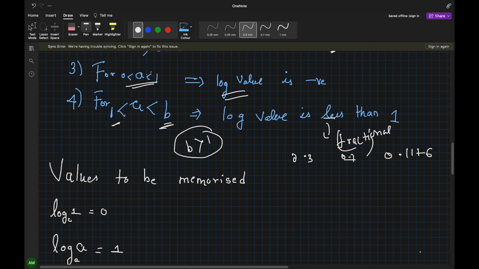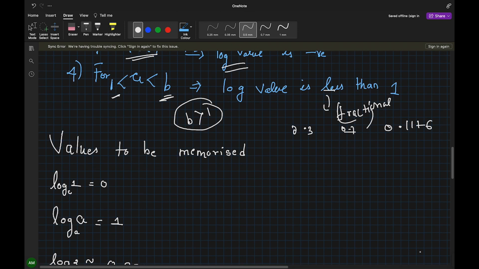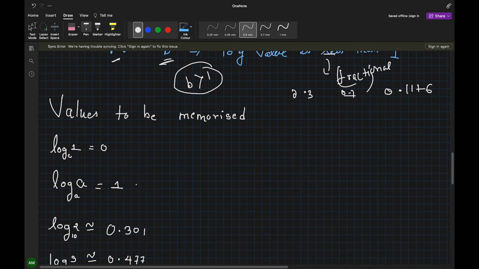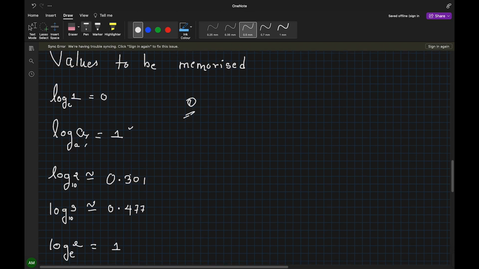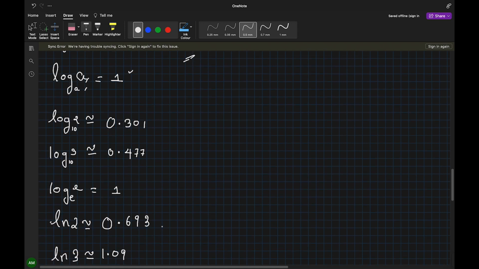Now actually there are some log values, even though in exam they give log values of some numbers, like log of 17, log of 19. If they give, you can't remember, they'll give log values, but they expect you to know log values of some numbers. Log of 1 to the base anything is what? 0. Log of a, if these two are same, it is 1. Now log of 2 is approximately equal to 0.301. Log of 3 is approximately equal to 0.477. And log of e, base e, is equal to 1.